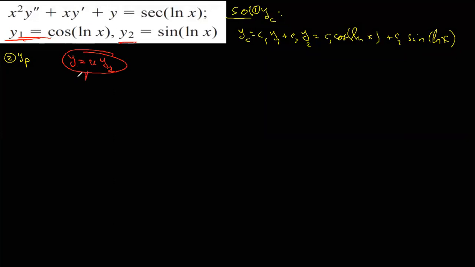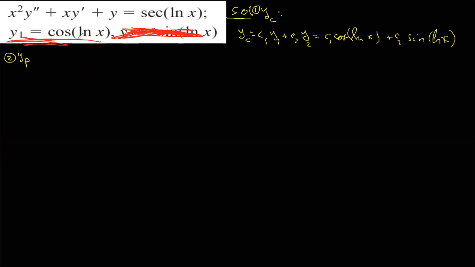But this method needs 10 minutes in this example. And I advise you always, if you have two solutions for the homogeneous equation, please use variation of parameters. But if you have only one, similar to this, and you don't have the other, then use reduction of order.